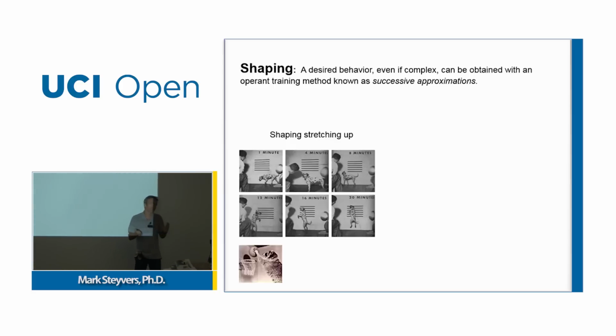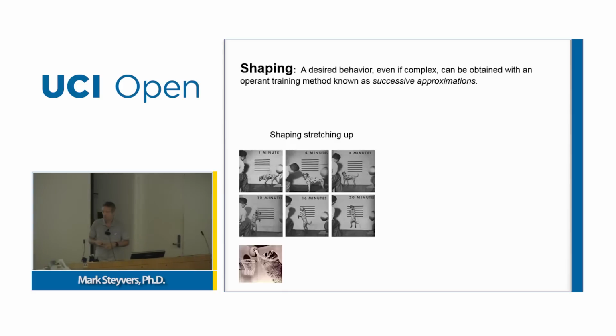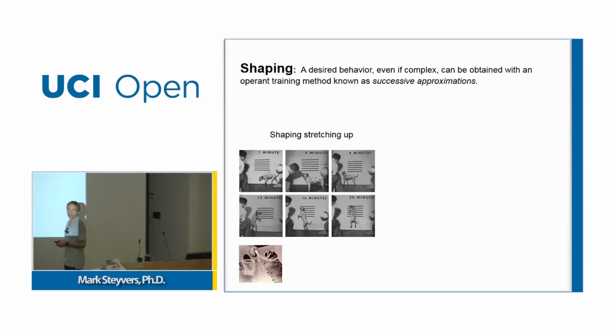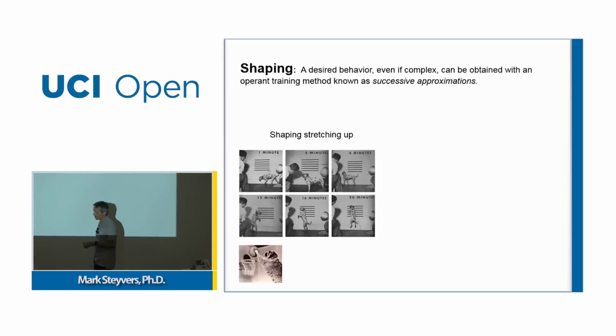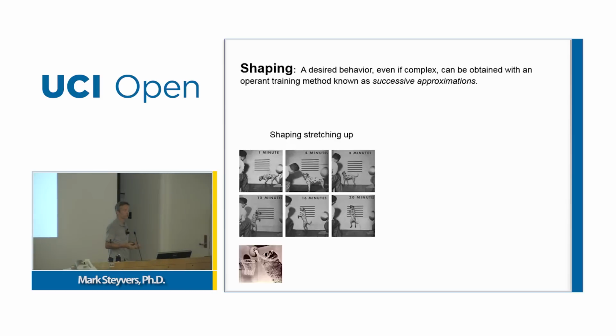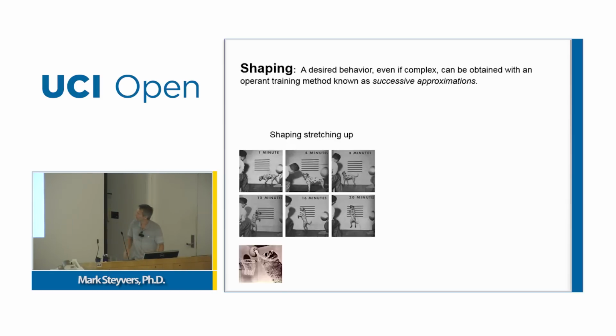Skinner presented these very highly simplified learning conditions where the pigeon has a natural tendency to peck, the rat has a natural tendency to press a lever. But how about more complex behaviors that are not so natural to begin with? These can be trained through a process of shaping.